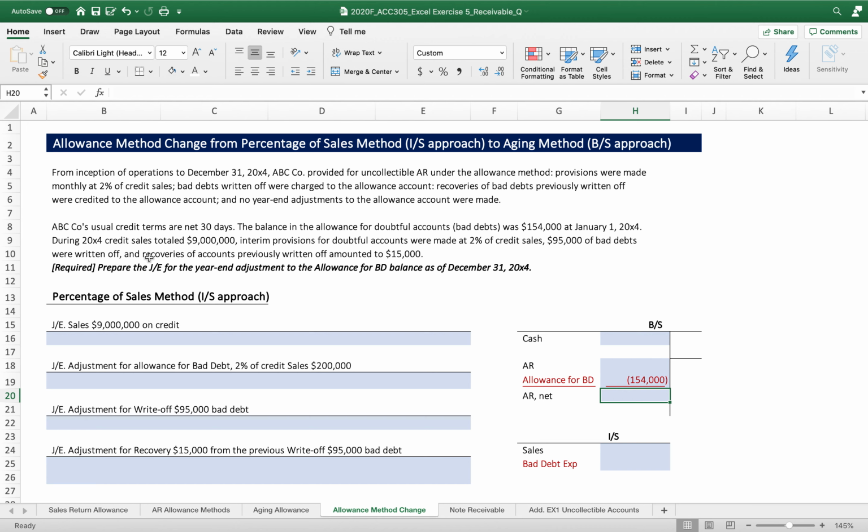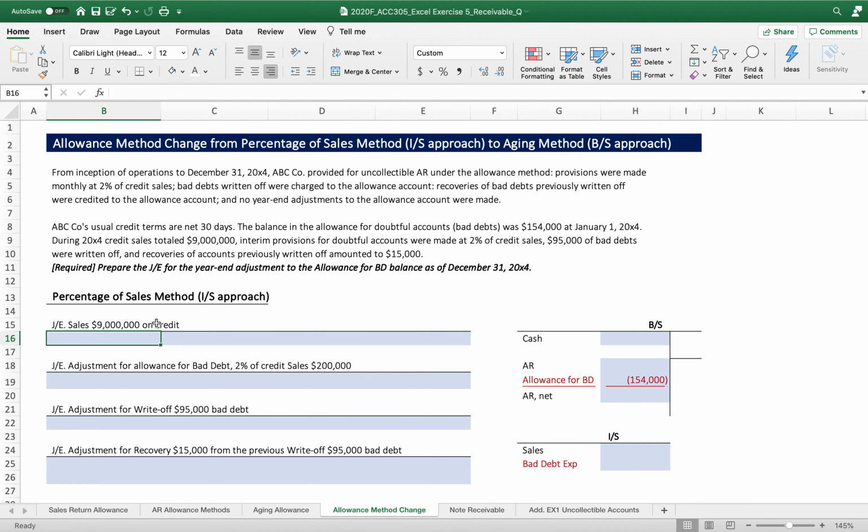But we also have recoveries of accounts previously written off in the amount of $15,000. Out of the $95,000 of bad debt, we recovered $15,000. That can happen in real life. We classified the bad debt as never to be collected, but all of a sudden we receive the cash from the customer's main account. So they recovered this $15,000 from the previous write-off.